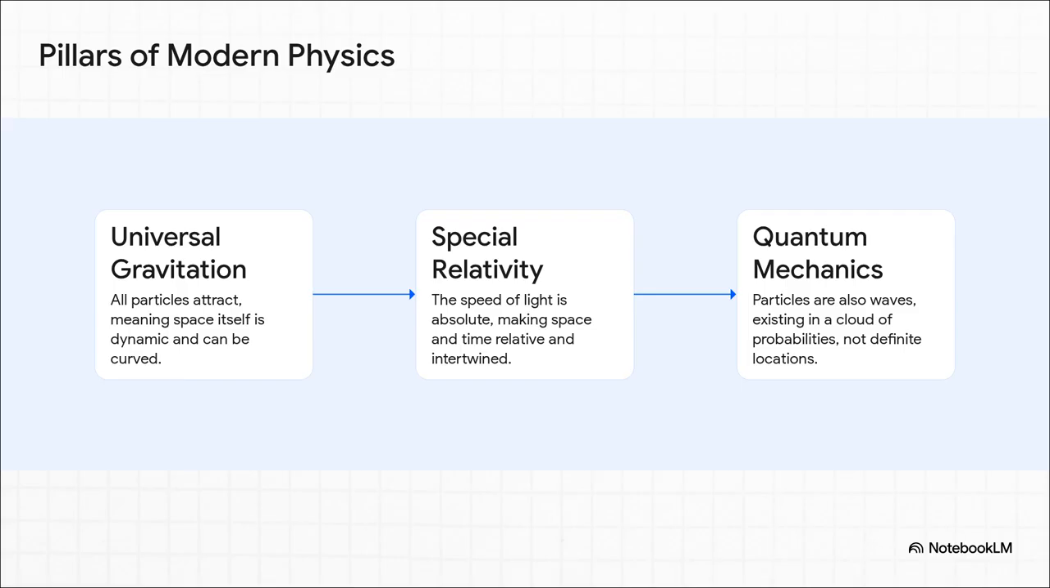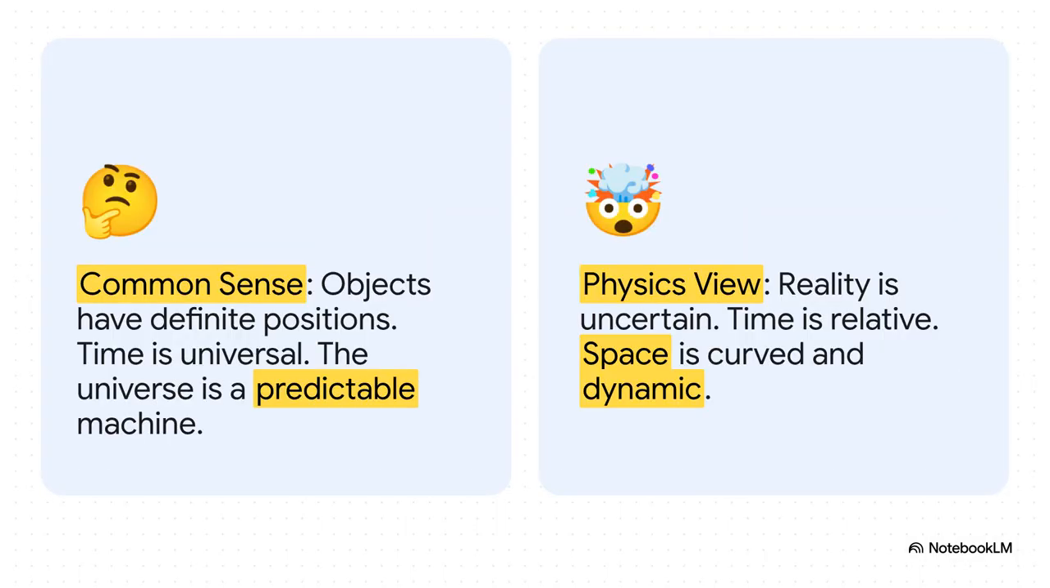And then, oh boy, then comes quantum mechanics, which just turns everything on its head. It tells us a particle doesn't even have one definite location. It exists in this weird cloud of probabilities. All of a sudden, reality just isn't so certain anymore, is it? So what does this all mean? It means that our nice, simple, common sense picture of those two marbles, it's completely, totally wrong. The universe is not a predictable machine. It's this dynamic, relative, probabilistic place. And frankly, it's way, way weirder than we could have ever imagined.